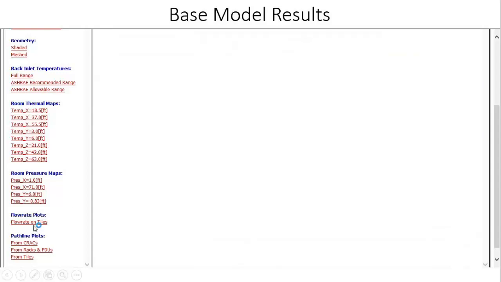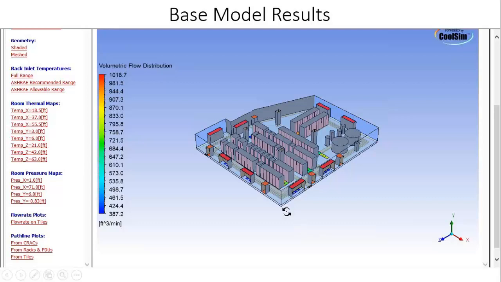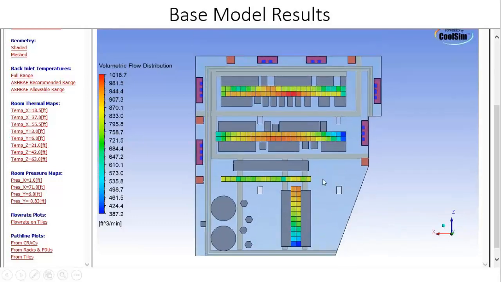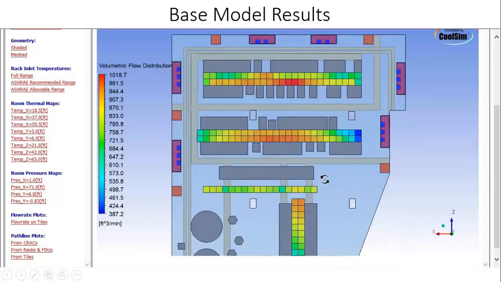If you take a look at the flow rate coming out of the tiles on this model, and let me just flip this model around so we can see it. So let me normalize that. So here's the flow rate coming through the tiles as a function of color, and you can see it's very asymmetrical, right, Lauren? I mean, it's kind of all over the place, varying by a factor of at least 3, depending where you are in the room. Right, Paul. And this is kind of typical, right? This is your base model.